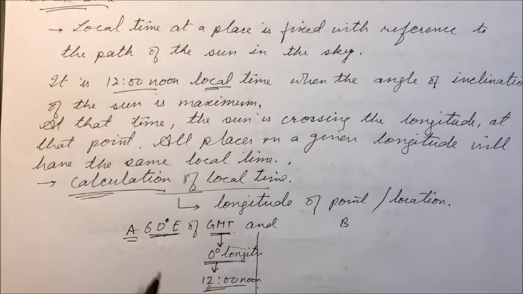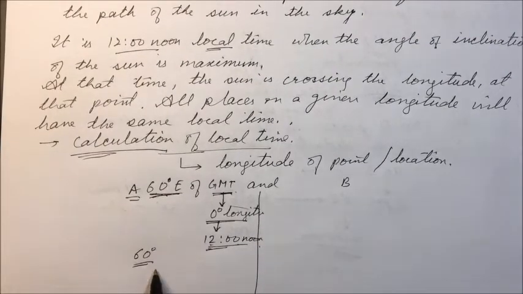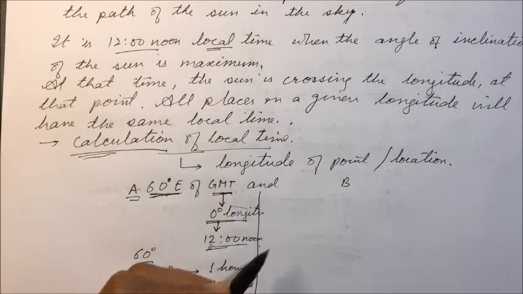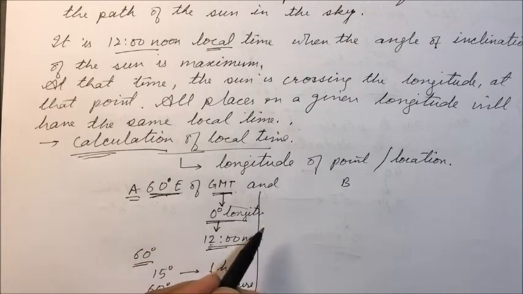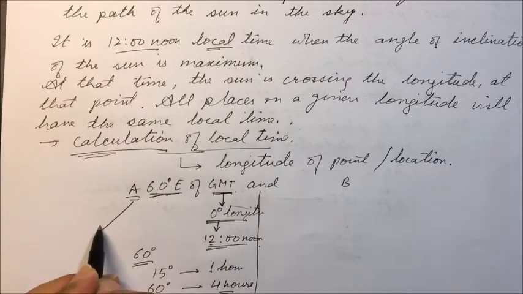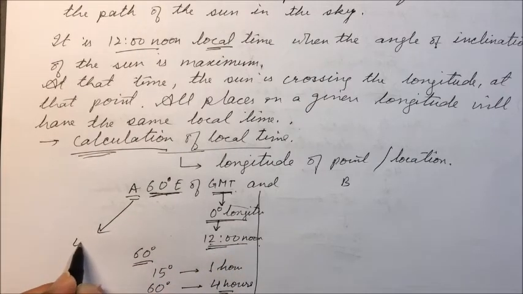Now at 60 degree east, what is the difference of longitude? 60 degree, and we have seen that for 15 degree difference we have 1 hour. For 60 degree difference, it will be 60 divided by 15, that is 4 hours. So there will be a time difference of 4 hours. Now we have to move towards east, and when we move towards east, we have to add the time. So at A, the time will be 4 p.m.